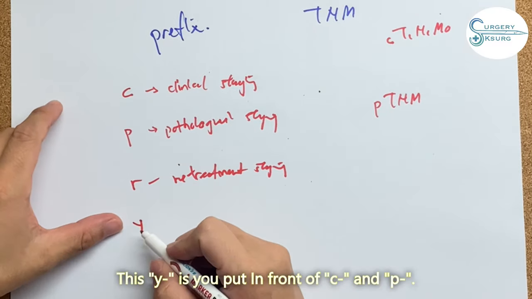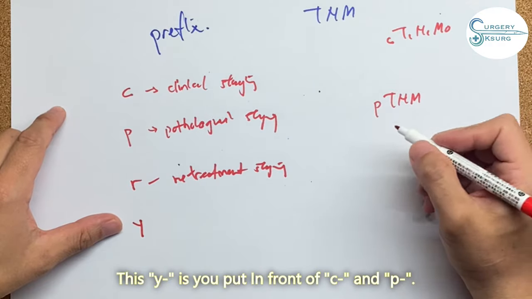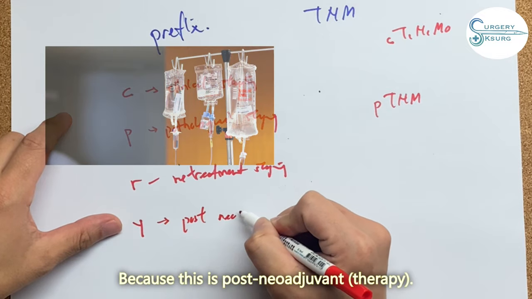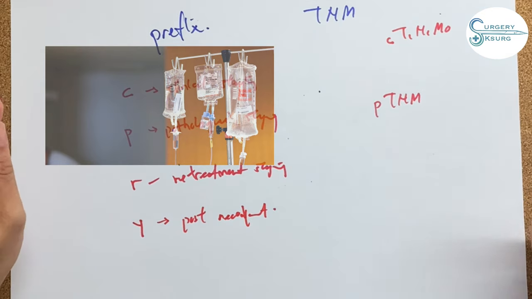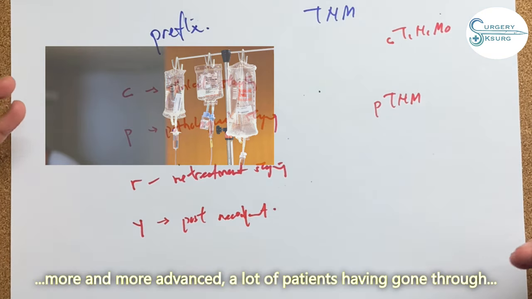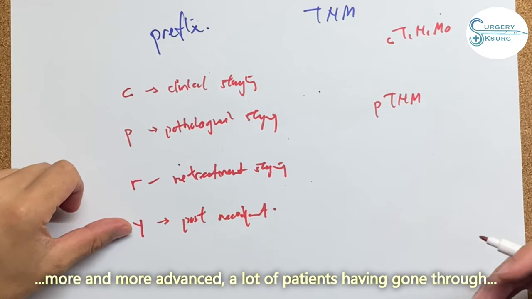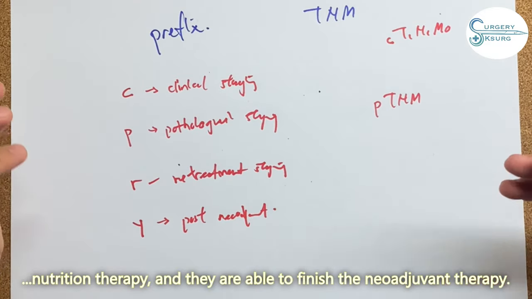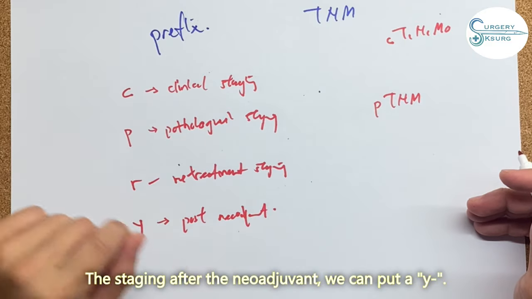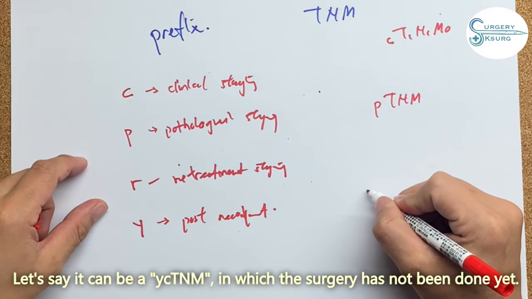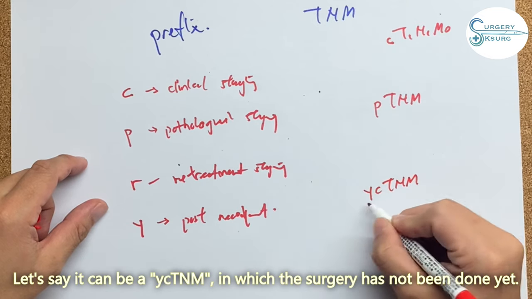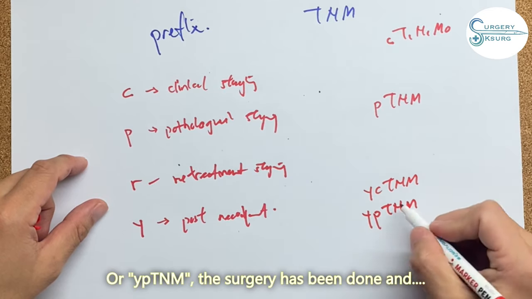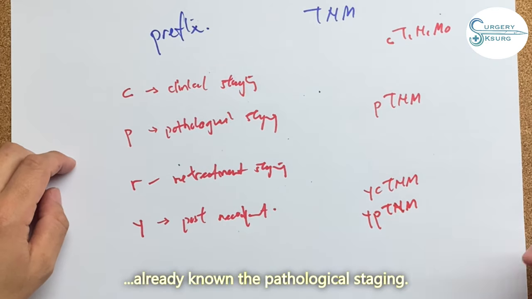Another one is Y. This Y you put in front of the C and P, because this is post-neoadjuvant. With chemotherapy medication nowadays being more and more advanced, a lot of patients are able to finish the neoadjuvant therapy. For the staging after the neoadjuvant, you can put a Y. Let's say it can be a YCTNM, in which the surgery has not been done yet, or YPTNM, where the surgery has been done and we already know the pathological staging.